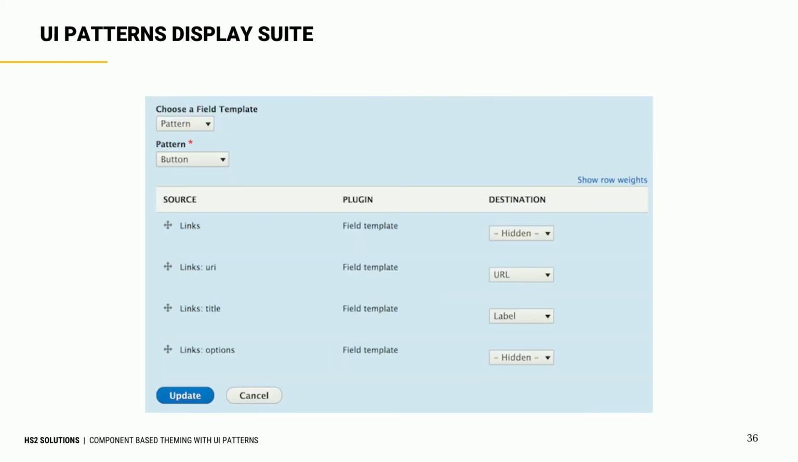And then this is an example with UI Patterns Display Suite, which is not one that I really use. This is actually an example from the UI Patterns documentation, but it's rendering a button pattern. You can say that you want to render your field template as a pattern, and then pick your pattern from the list, and then you get the similar source mapping to destination mapping. So these are individual pieces of a field here, and it's a link that's getting rendered as a button.